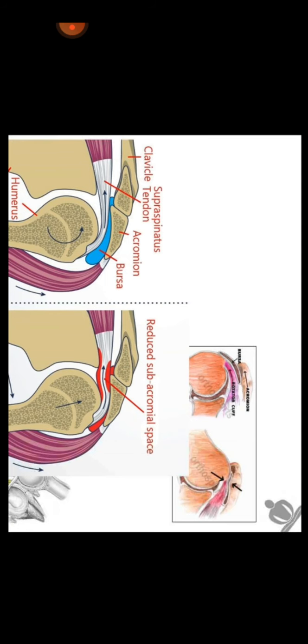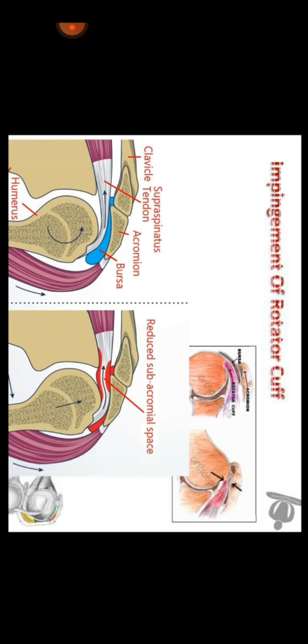These are predominantly seen different disorders or clinical conditions which we come across when we treat shoulder joint pain in general practice. So, in these cases, we have come across one important disease, one important clinical condition. It is known as impingement of rotator cuff.